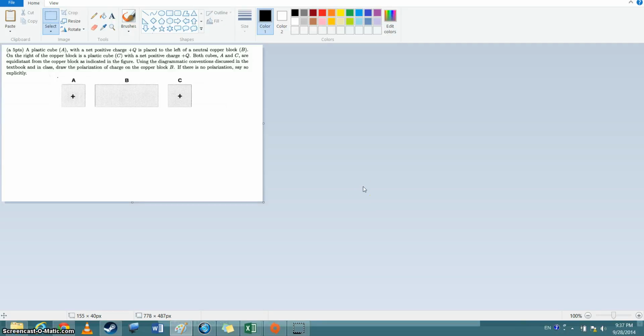Alright, so we're going to be looking at part A from question number 2 from the most recent test. Now in this part, we have a plastic cube A which has a net positive charge, a neutral block B, and then we have C which also has a positive charge. A and C are made out of plastic and B is made out of copper.